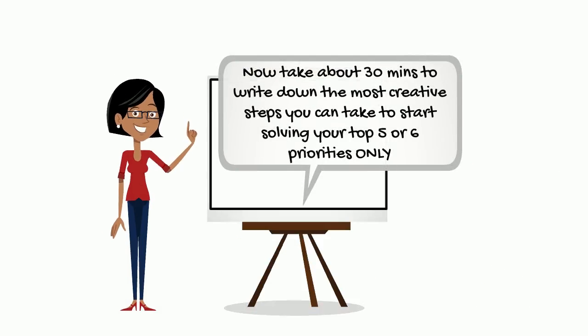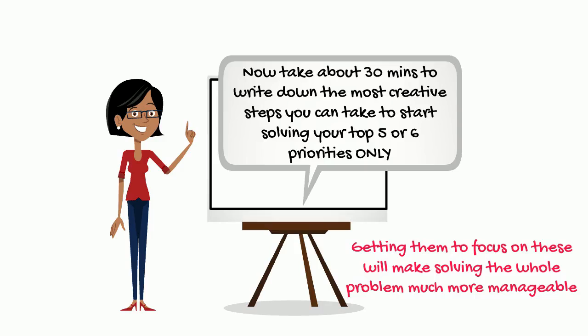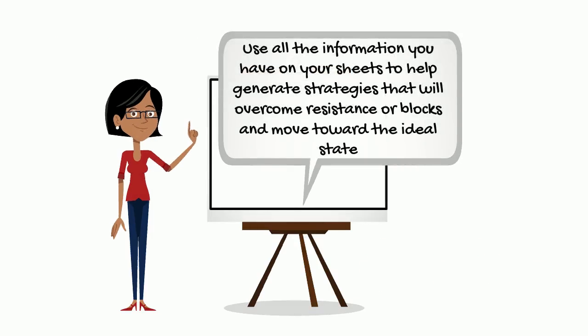Now take about 30 minutes to write down the most creative steps the group could take to start solving their top 5 or 6 priorities only. Getting them to focus on these will make solving the whole problem much more manageable and stop them from getting overwhelmed. Get them to use all the information they have on their sheets to help generate strategies that will overcome resistance or blocks and move toward the ideal state.